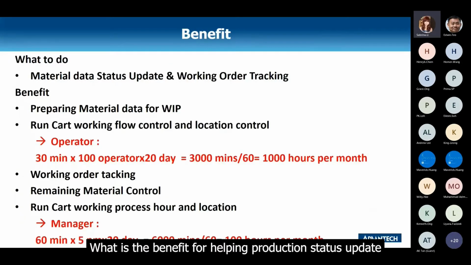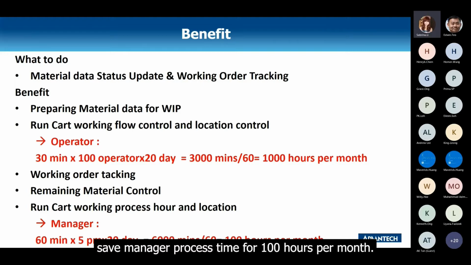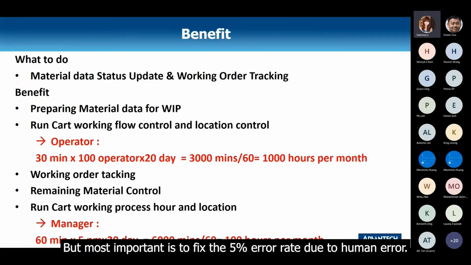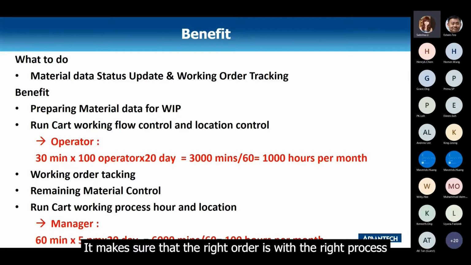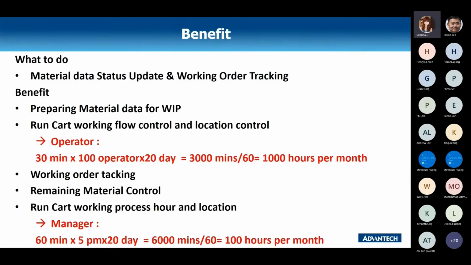What's the benefit from helping production status update and working order tracking? In the M9 factory, we have 100 operators and 5 PMs in general. We can help save operators' process time by 1,000 hours per month and managers' process time by 100 hours per month. But most important is fixing the 5% error rate due to human error, making sure the right order is in the right process and providing the correct working hours.